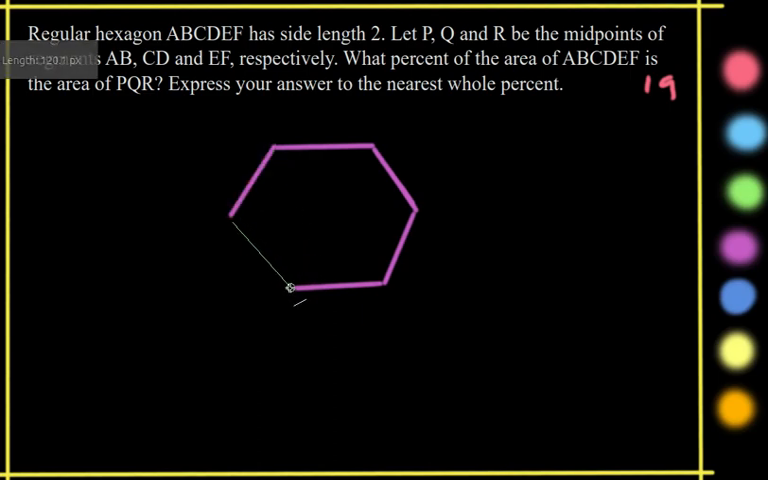We'll pretend it's a perfect hexagon. All right, and it says the side length is 2. Okay, so the side length is 2. Every side length is 2, right?